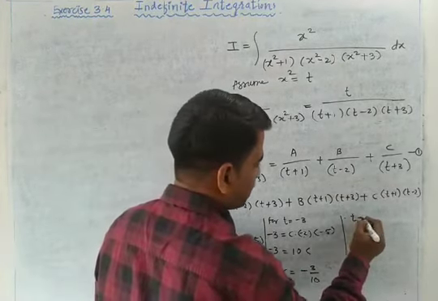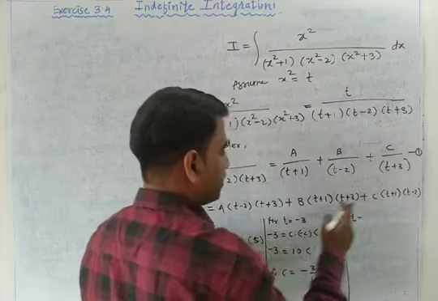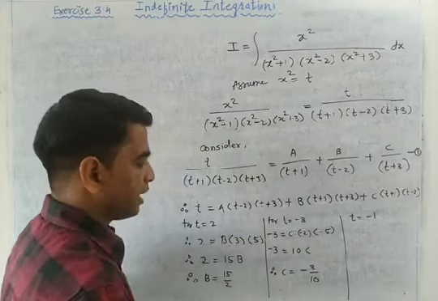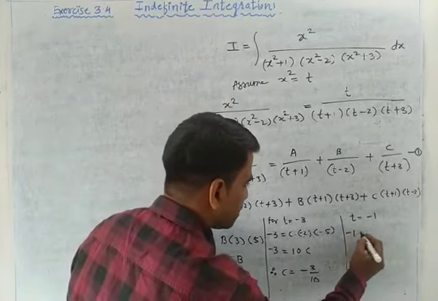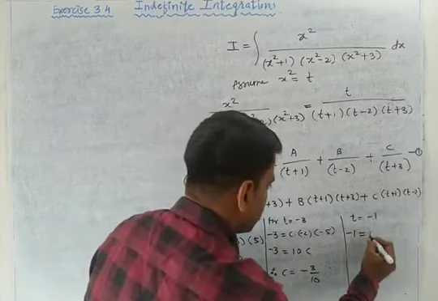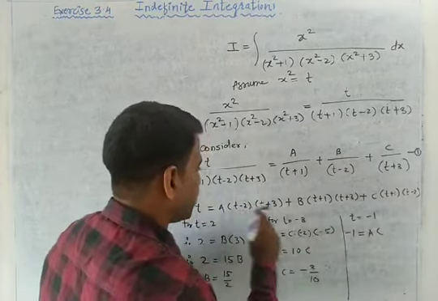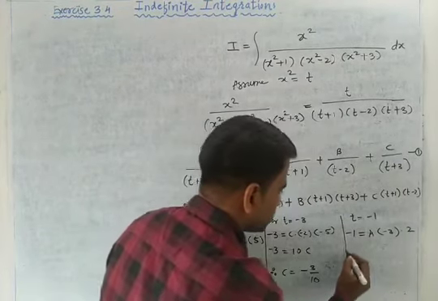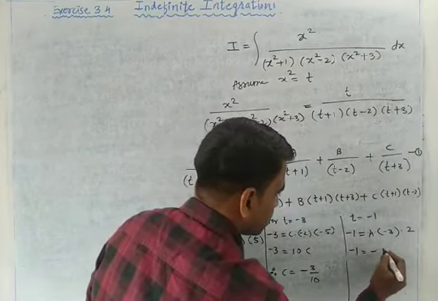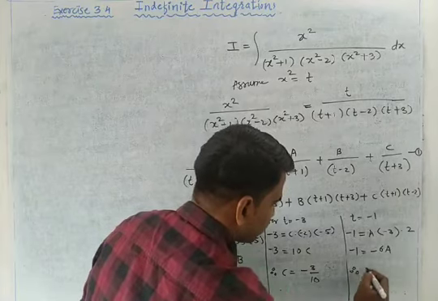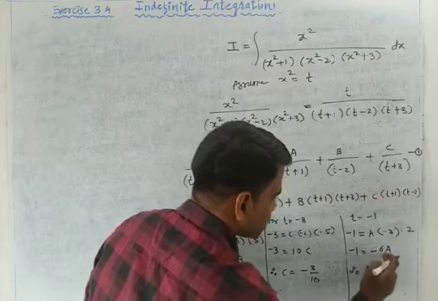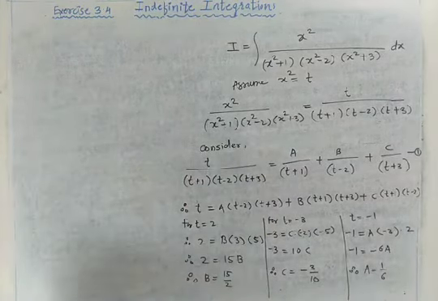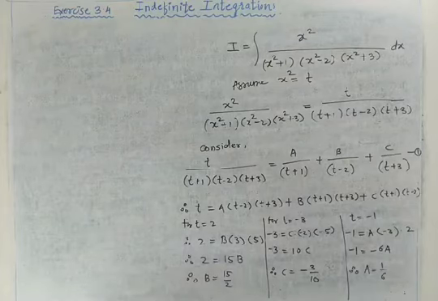In a similar way, for finding the value of a, substitute t equal to minus 1, that is, the b and c parts will vanish. So substituting t equal to minus 1 we get minus 1 is equal to a into minus 1 minus 2, minus 3, and minus 1 plus 3, that is 2. Now simplify, it is equal to minus 6a. Therefore, a is equal to minus 1 upon minus 6, that is 1 by 6. So we get the values: b is 15 by 2, c is minus 3 by 10, a is 1 by 6.